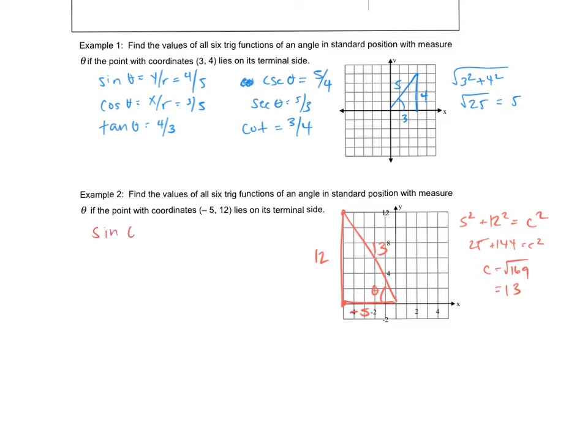So sine of theta is y over r, so that is 12 over 13. Cosine of theta equals -5, for my adjacent side, over 13. And my tangent of theta equals 12 over -5. To get my cosecant, I invert my fraction from my sine, so I get 13 over 12. Secant of theta equals -13 over 5, and my cotangent equals -5 over 12.